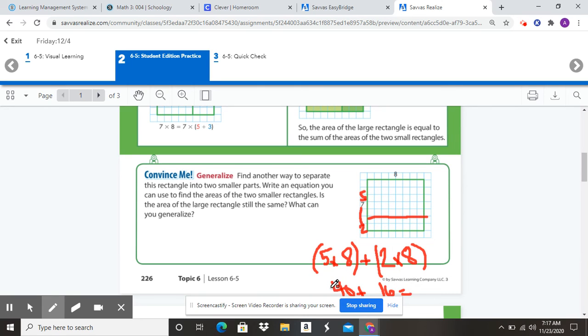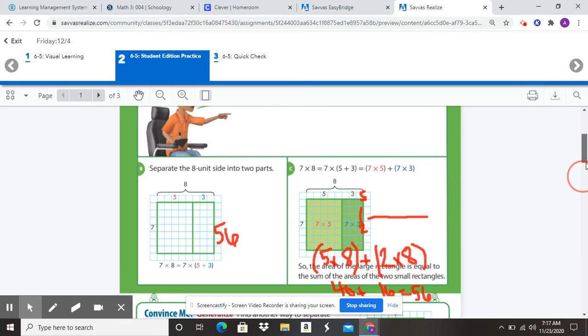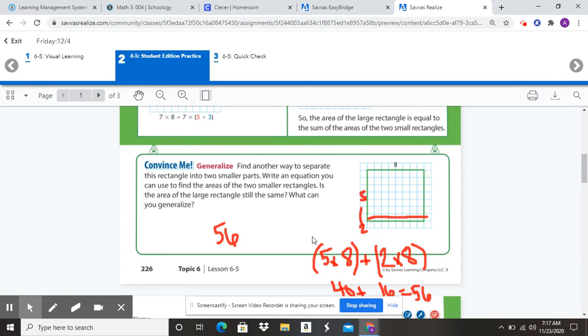Well, let's add my tens. What's 40 plus 10? That's 50. And 0 plus 6 is 6, so it's 56. So the area is 56 when I broke apart those two rectangles. So let's look up here at the top and see if it's 56 for that one. It was still 56. So it doesn't matter how you break apart or use the distributive property, you're all going to be the same.